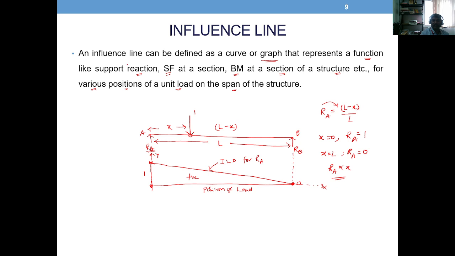So once again the definition: an influence line can be defined as a graph that represents a function like support reaction or shear force or bending moment at a section of a structure for various positions of unit load on the span of the structure. So this is how you can define the influence line.